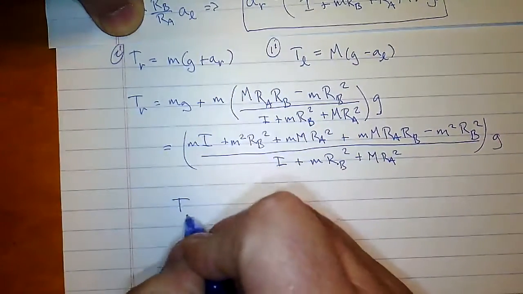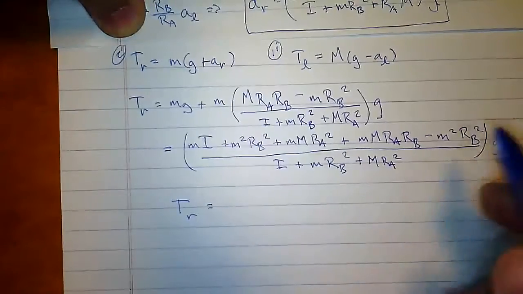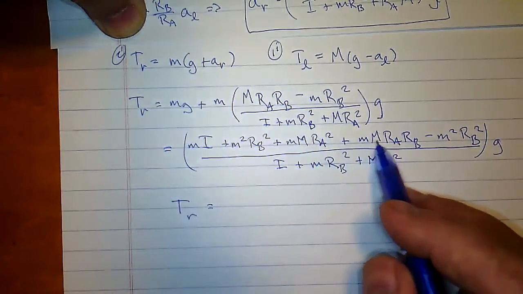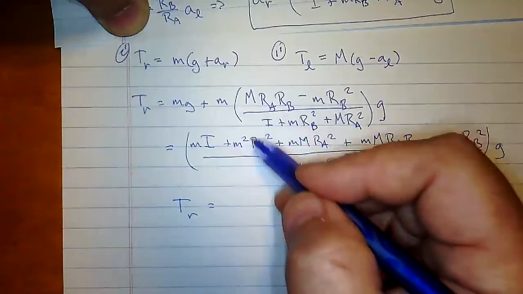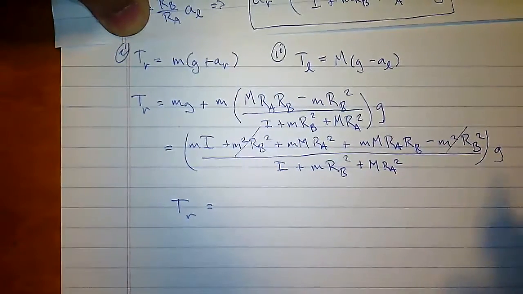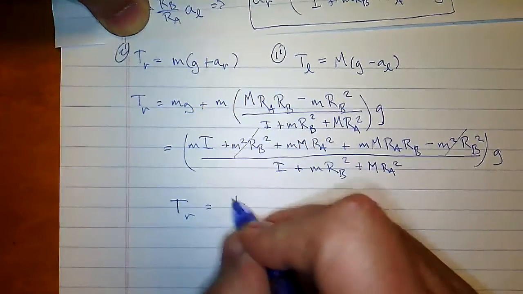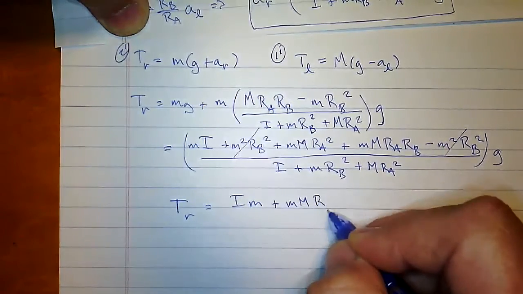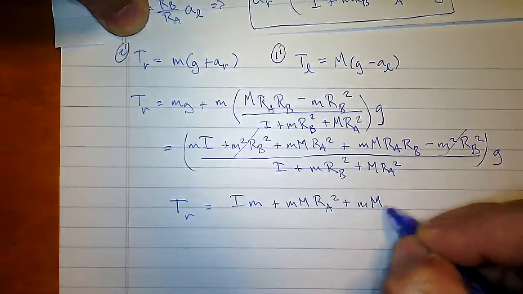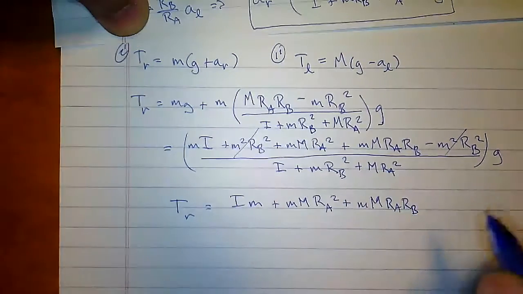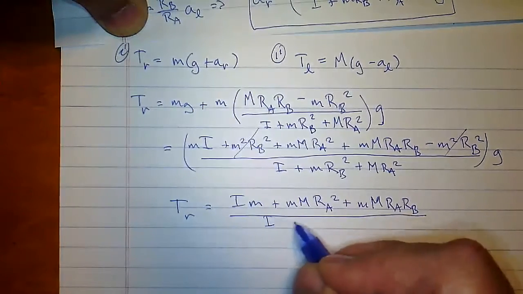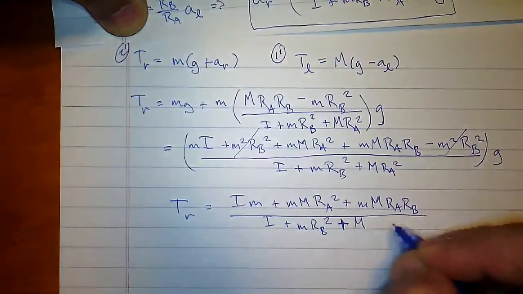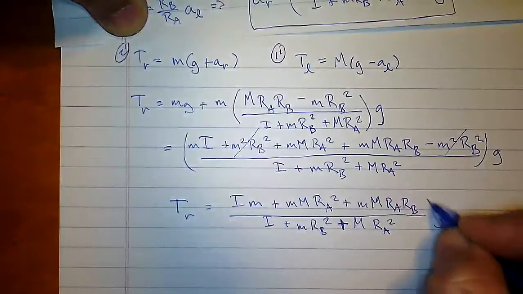So finally, I can say that the tension on the right-hand side is equal to, let's make some cancellations. I have a plus m M R_A squared, a plus m M R_A R_B, but I have a minus m squared R_B squared and a plus m squared R_B squared. So these two cancel out. That's really the only simplification I got. So I have I times m plus m M R_A squared plus m M R_A R_B, all divided by I plus m R_B squared plus big M R_A squared, times g.